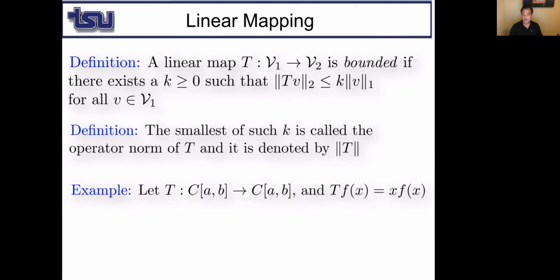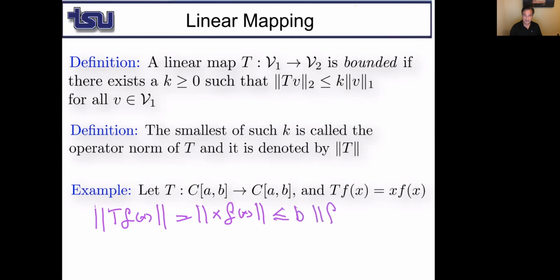Okay, is it bounded? Well, let's check it. Let's get this T f of x. Remember, for continuous functions, we define a norm as the maximum value of the function there, right? So let's see, this will be x f of x, and this will be less than or equal to b times f of x, right?